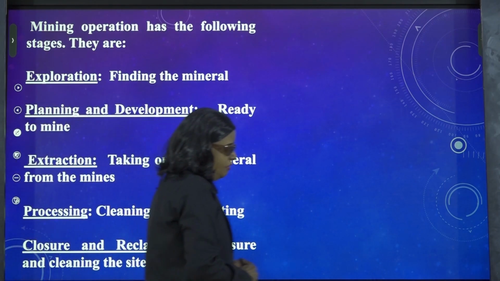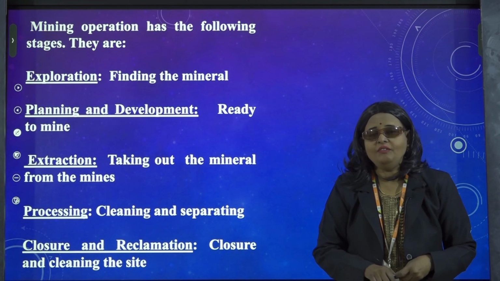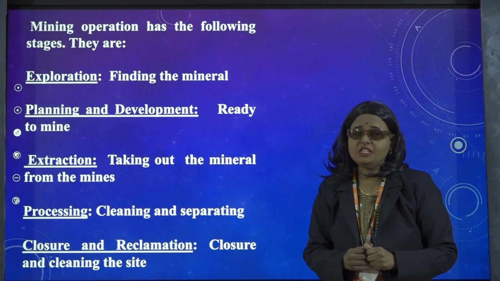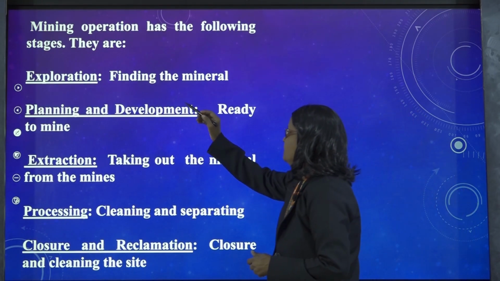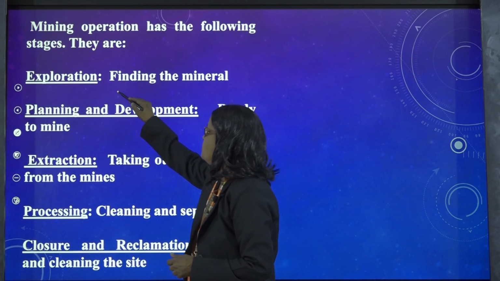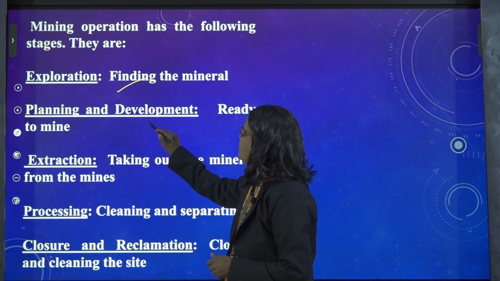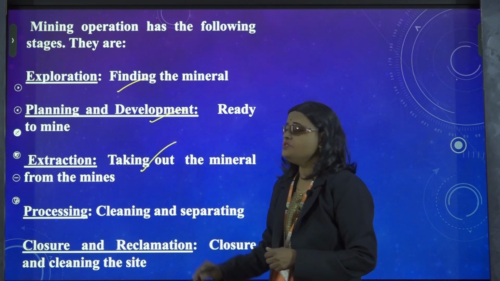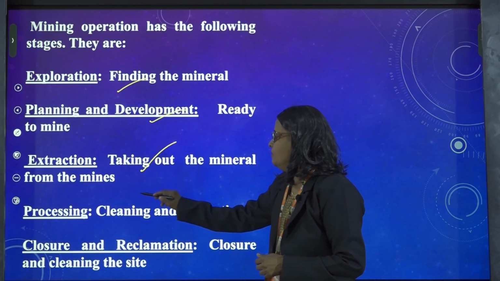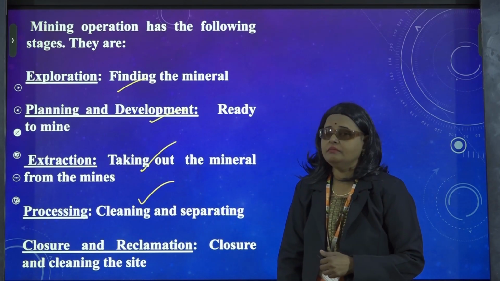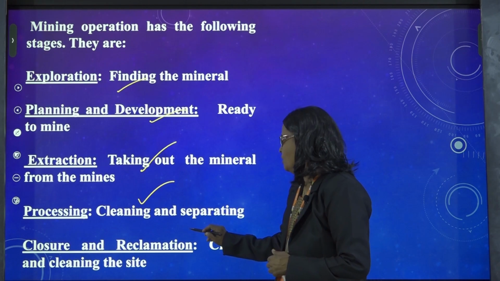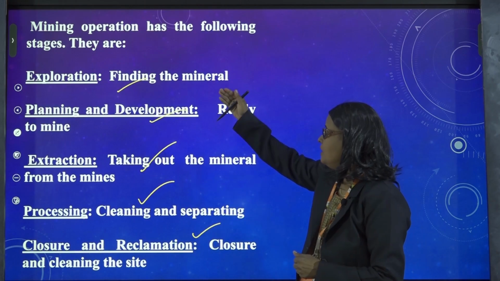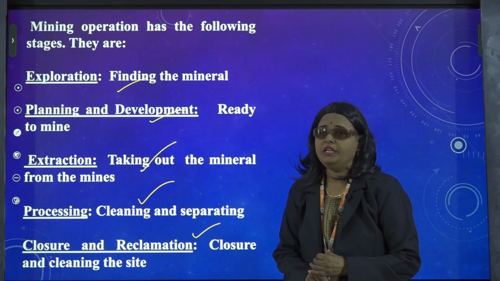Now, how can these minerals be extracted? I will tell you briefly. These are the following stages of mineral extraction. You can see here the first one, exploration; second, planning and development; third, extraction; fourth, processing; and fifth, closure and reclamation. So, these are all the different stages of mining.